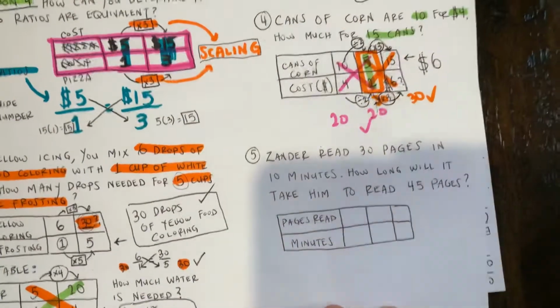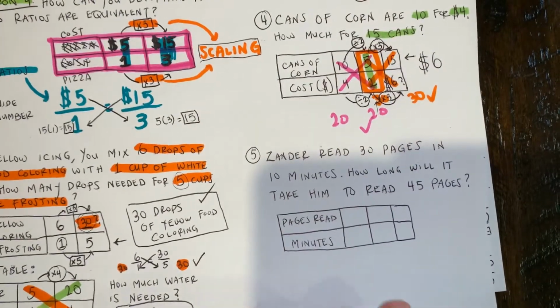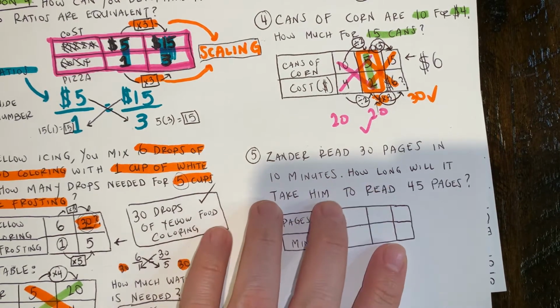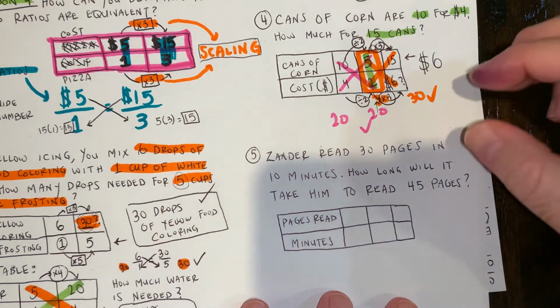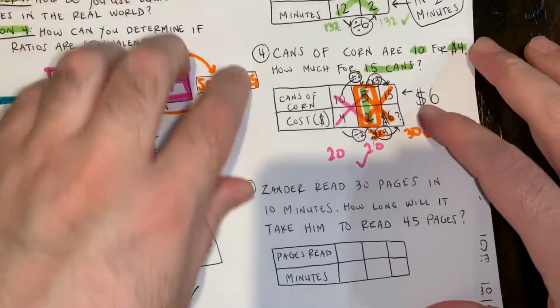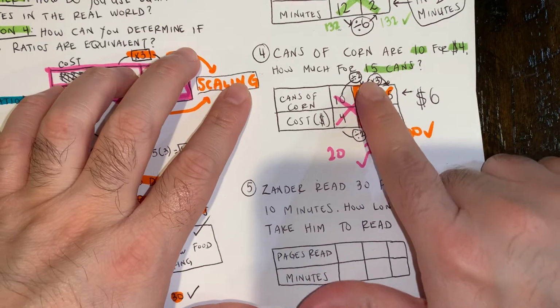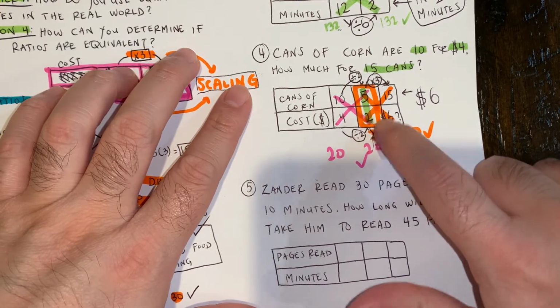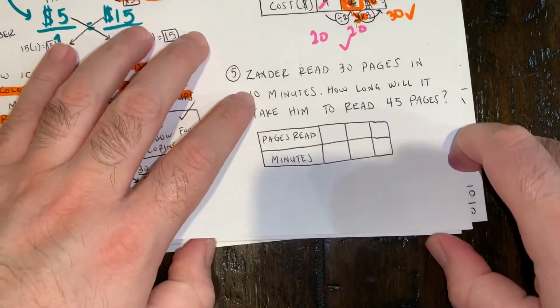Okay, this is the last part of the lesson. Xander read 30 pages in 10 minutes. How long will it take him to read 45 pages? So this question is kind of modeling the last question we did, where we had to use a middle. So we had to simplify and then use those new numbers to come up with the answer. So it's gonna be a similar process.